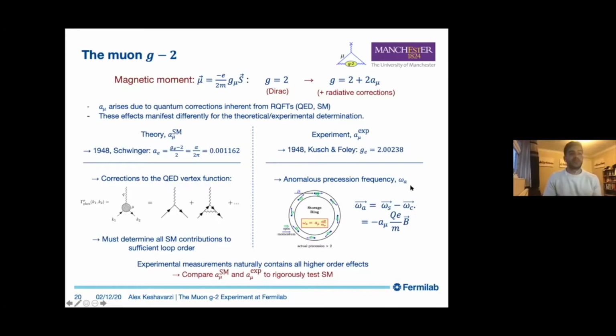Now, the experimental measurement I will get onto in detail, but what we're trying to measure is something called the anomalous precession frequency, which is the difference between the spin frequency of muons and the cyclotron frequency of muons, and that's proportional to the anomalous magnetic moment. And so we're trying to measure that value, and then we'll compare that in the experiment with the theory to test the standard model.